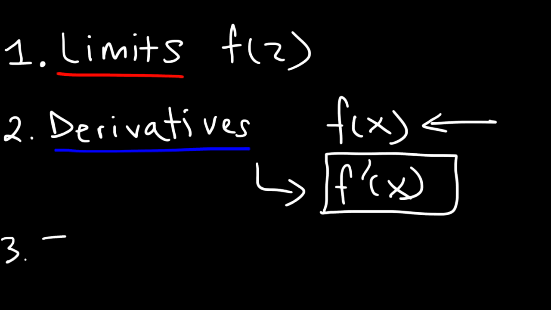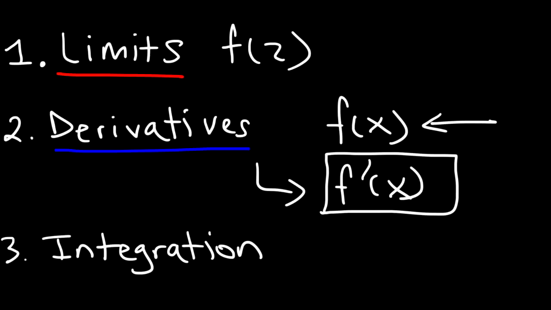Now, the third area is integration. Integration is basically the opposite of derivatives. With integration, you're basically finding the area under the curve. Integration is very useful for calculating how much something accumulates over time. And what you need to know is that derivatives and integration, they're opposites of each other.